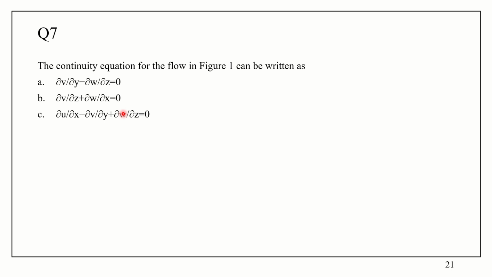Option C, dou U by dou X plus dou V by dou Y plus dou W by dou Z equal to 0. Option D, dou U by dou X plus dou U by dou Y plus dou U by dou Z equal to 0. So it is a simple question. So the continuity equation for the flow in figure 1 can be written as dash. So I hope you can answer this question.